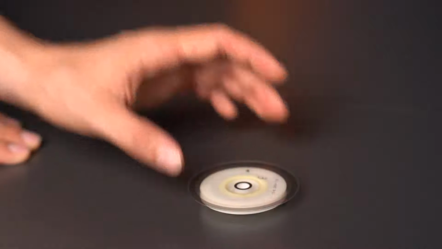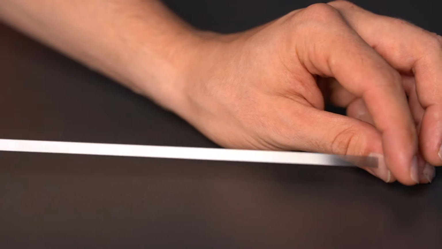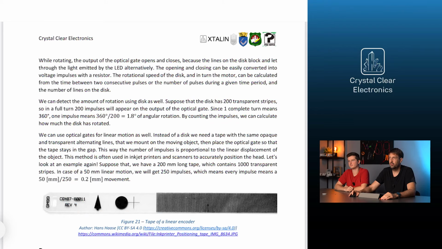This method is often used in inkjet printers and scanners to accurately position the head. The disc and tape shown here were once part of a printer. Let's look at an example again.